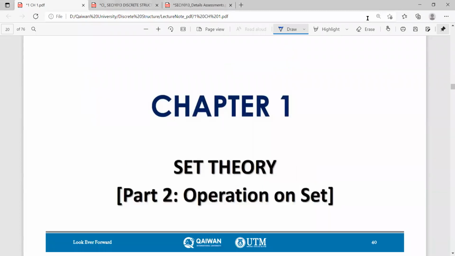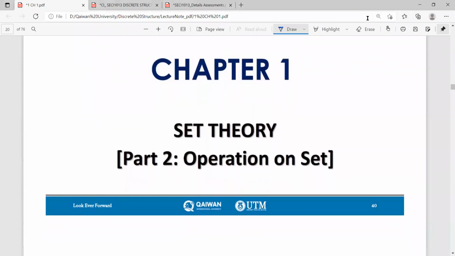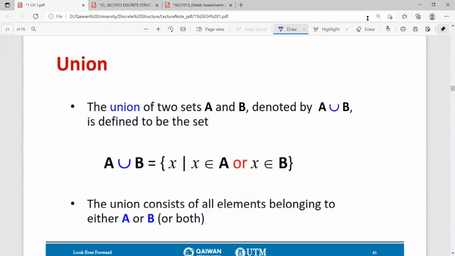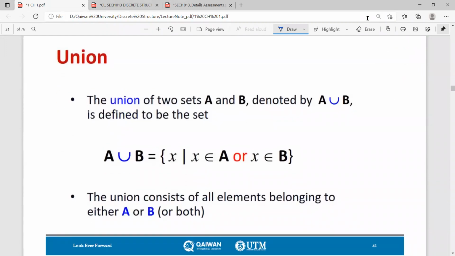So if you have no questions about the first part of chapter 1, I'm going to talk about part 2. It's also about set theory, the same topic as the previous part. We have operations on sets: union, intersection, difference, complement, and so on. First, you have union.